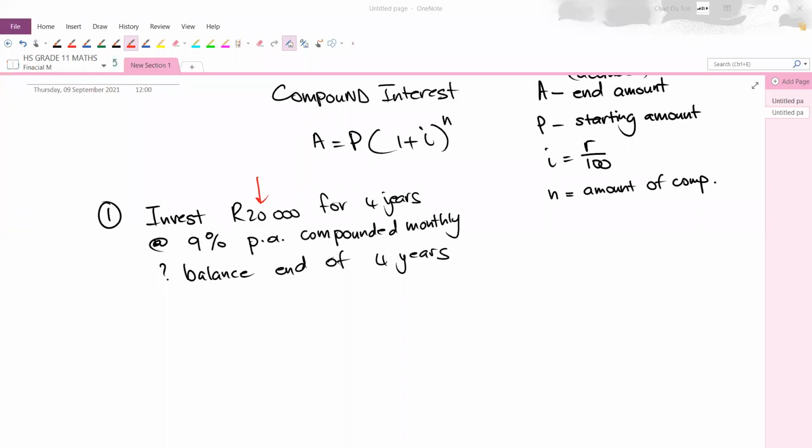Okay. So I'm going to invest 20,000 Rand for 4 years at 9% per annum, compounded monthly. I want to know what our balance is after 4 years. I'm still going to use that formula: A equals P bracket 1 plus R over 100, to the power of N.